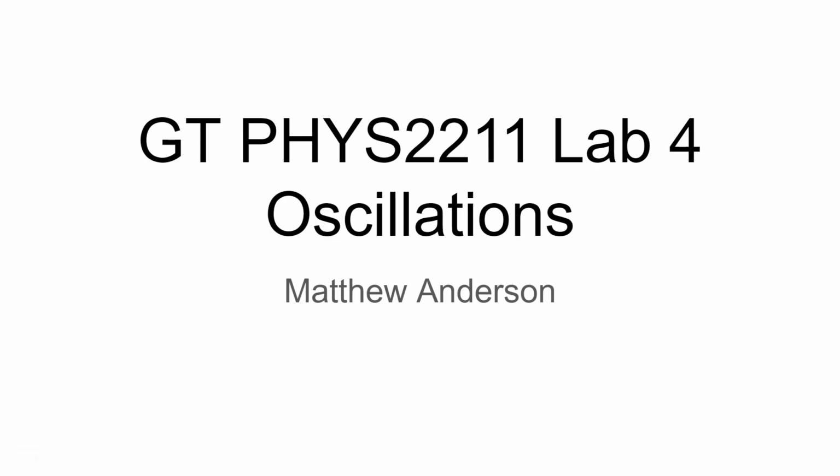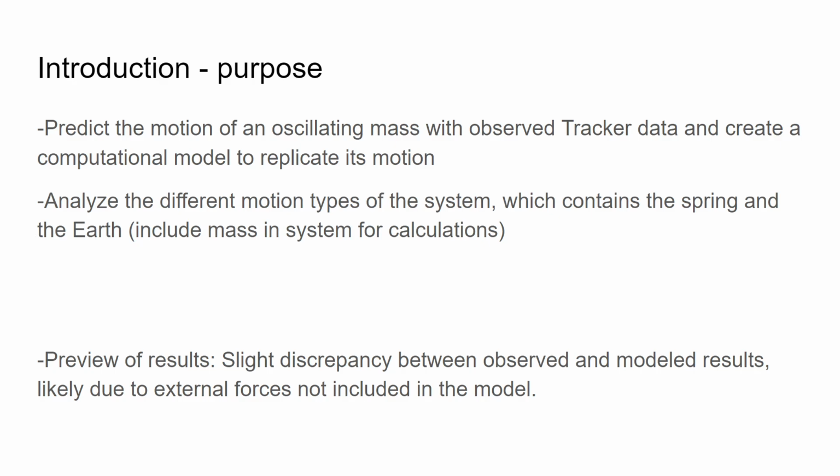Hi, my name is Matthew Anderson, and this is my Lab 4 lab report for Physics 1, and this lab is Oscillations. So the purpose of this lab was to predict the motion of an oscillating mass with observed Tracker data and to create a computational model to replicate this motion, and then to analyze the different motion types of the system, which contains the spring and the Earth, and to include mass in the system for calculations.